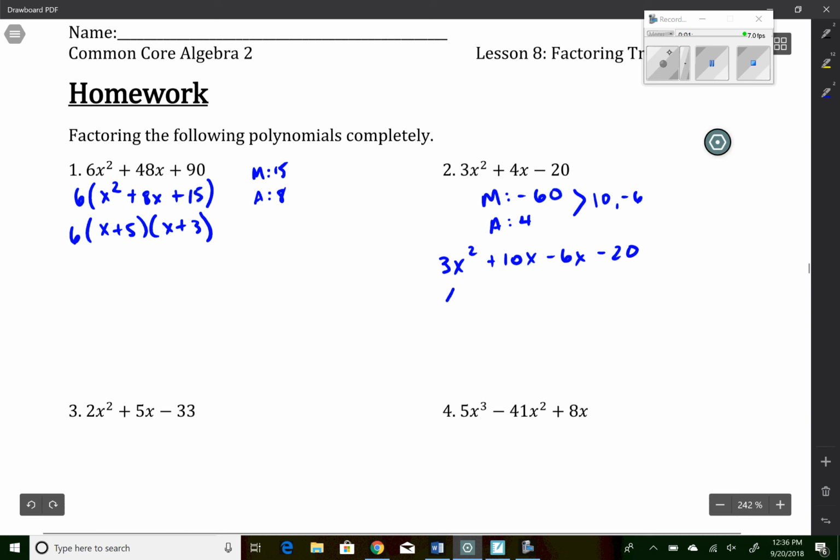GCF of the first two terms is x, leaving us 3x plus 10. GCF of the second two is negative 2, which would be 3x plus 10 also. That factors to x minus 2, 3x plus 10.